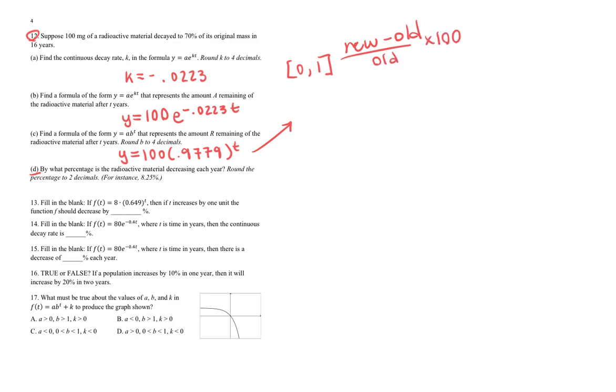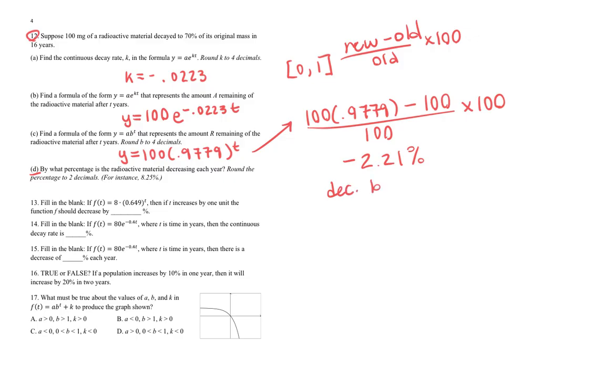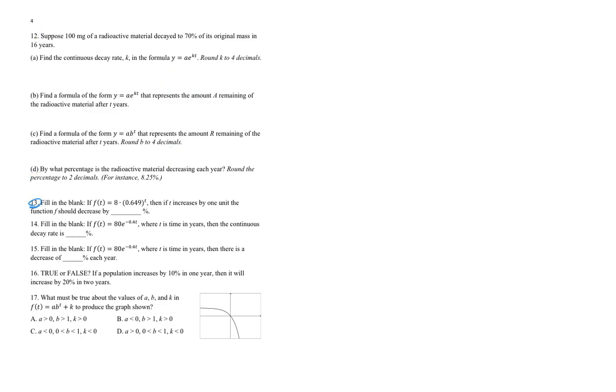Okay, and so my new value here would be after 1 year. So I'll do 100 times 0.9779 minus our initial value, 100, all over 100, times 100. Okay, and then we'll stick that in our calculator, and that should give us negative 2.21% or a decrease by 2.21%. Okay, perfect.